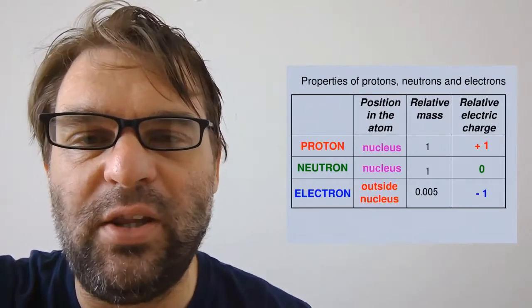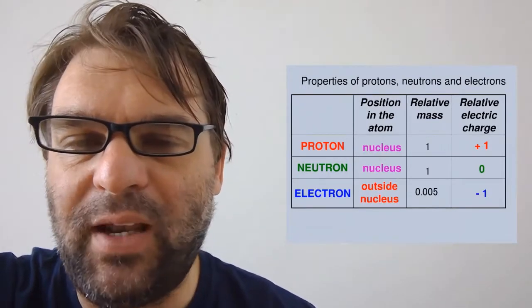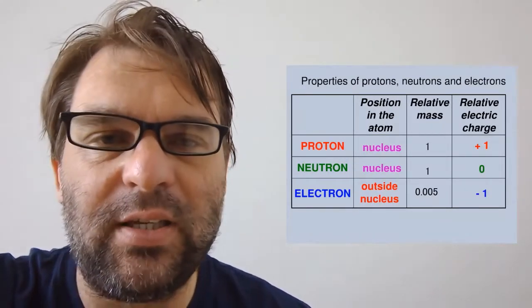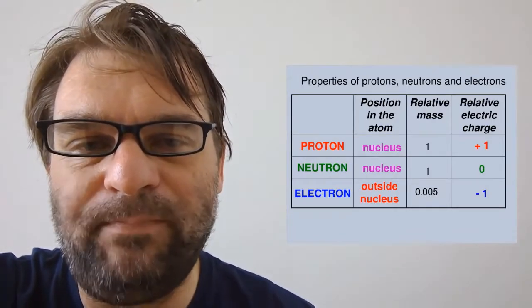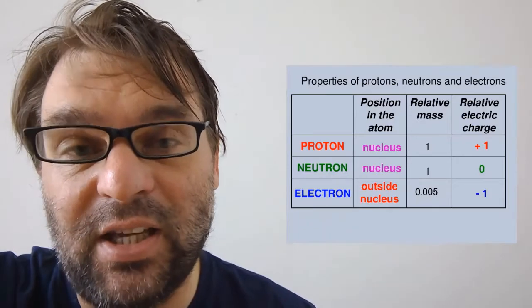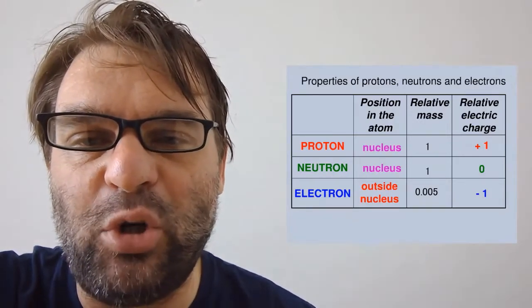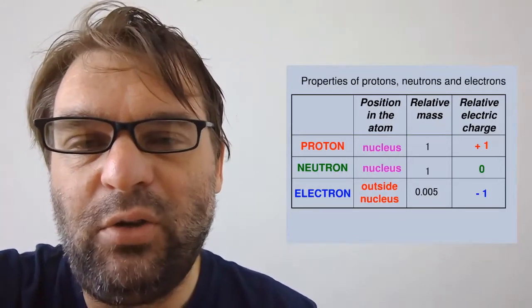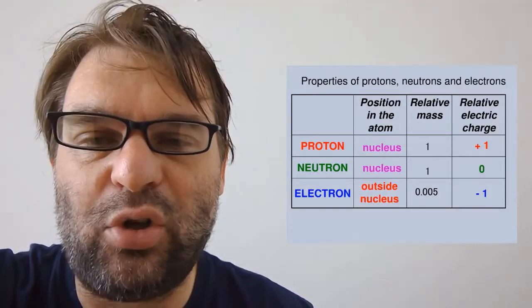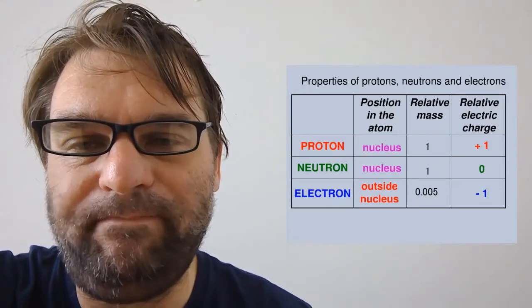So the proton is in the nucleus along with the neutron, and the electron orbits outside the nucleus. The relative mass of the proton is the same as the neutron, and the electron is very light. It essentially has a relative mass compared to the proton of 0. A proton is positive, a neutron has no charge, and an electron is negatively charged.